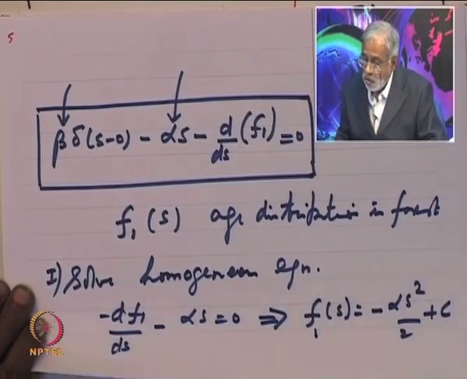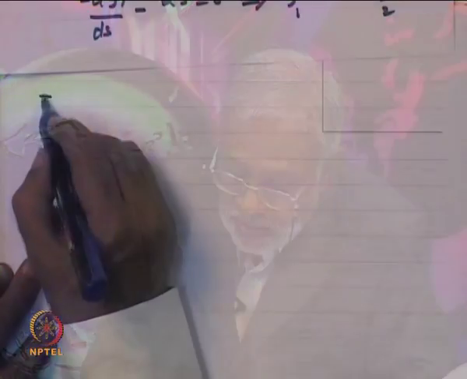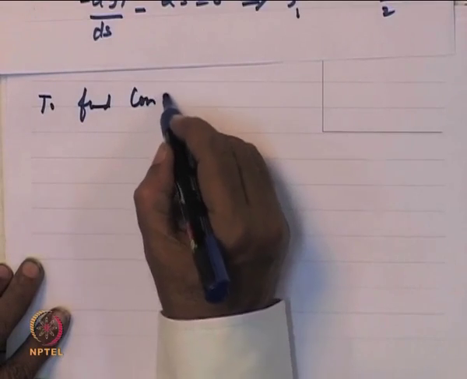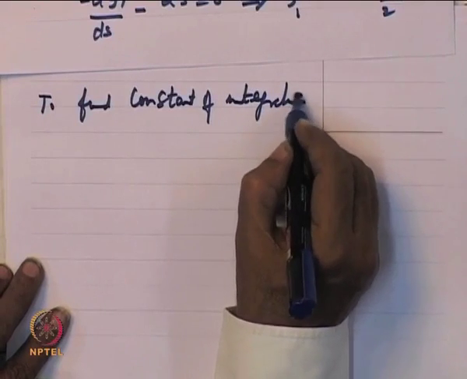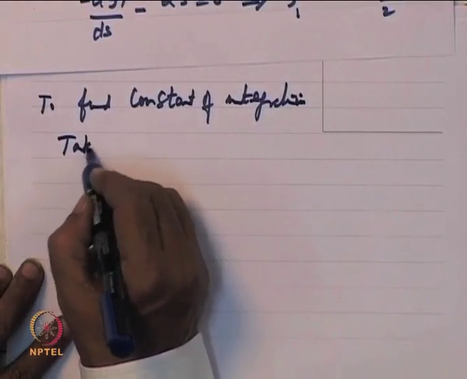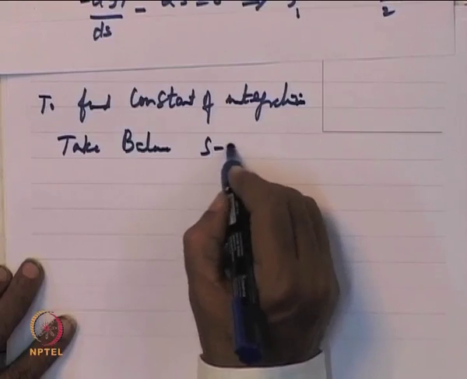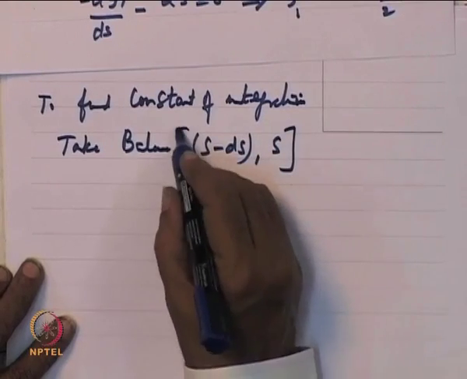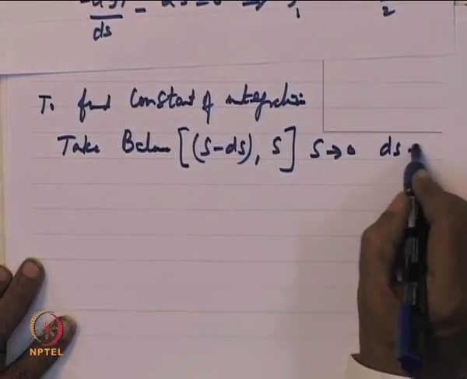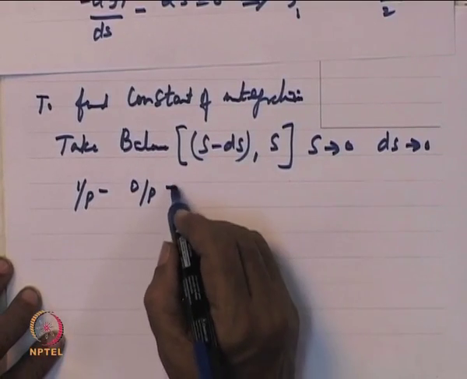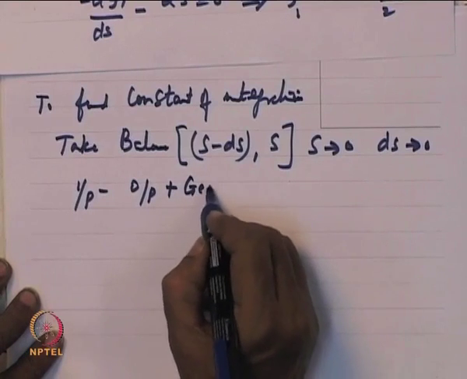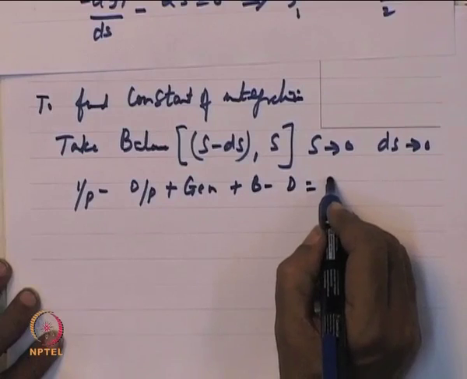This is the solution. So, how do you find the constant of integration? For that, what we do is we take a balance between s minus ds and s, as s tends to 0, ds tends to 0. So, we write all the inputs, all the outputs, all the generations, birth, death and so on, equal to 0.